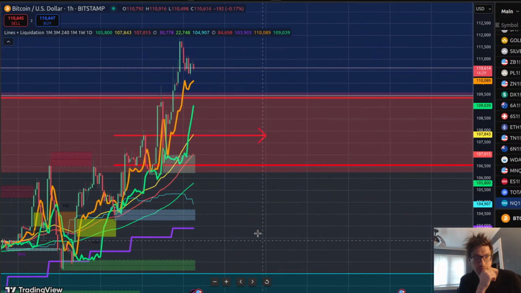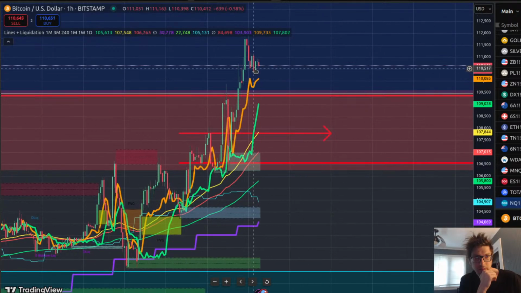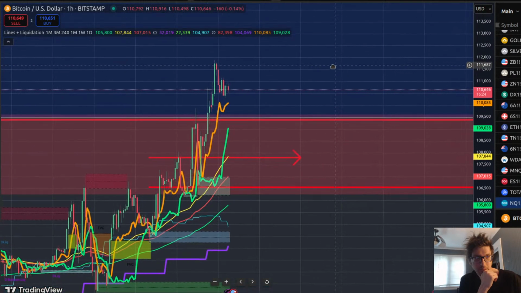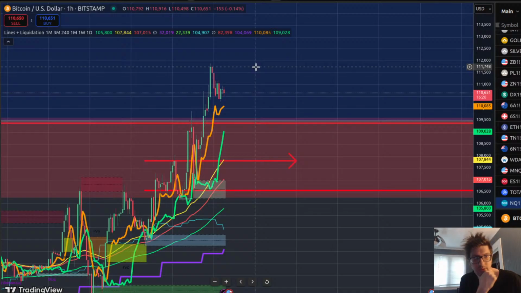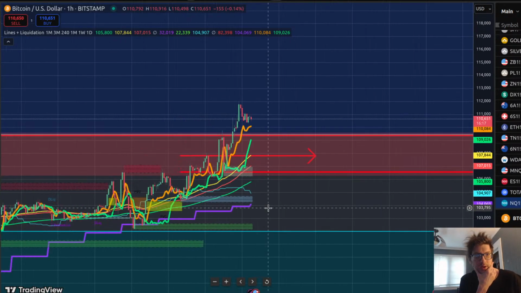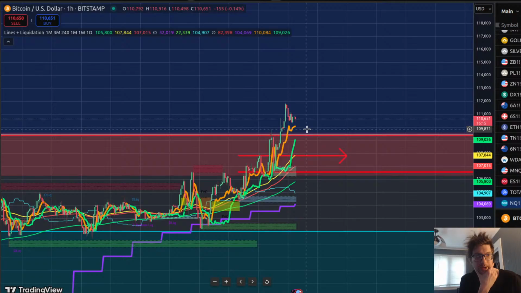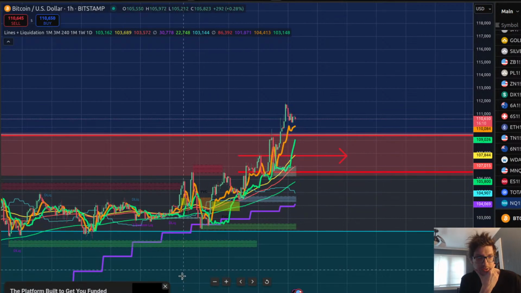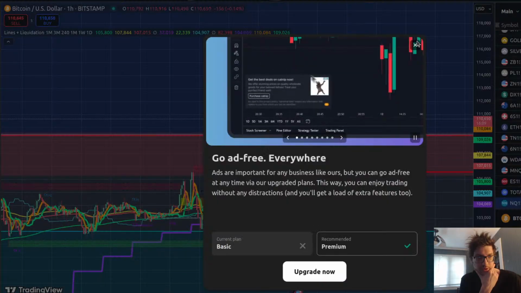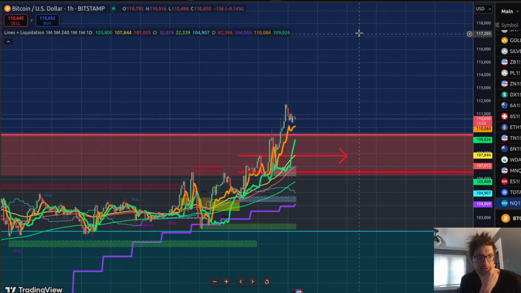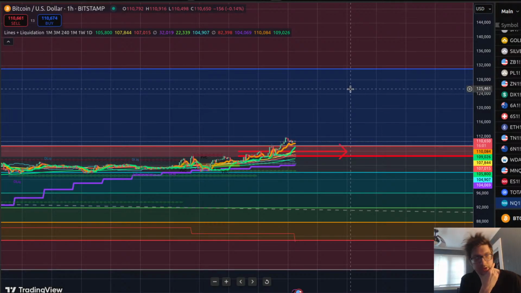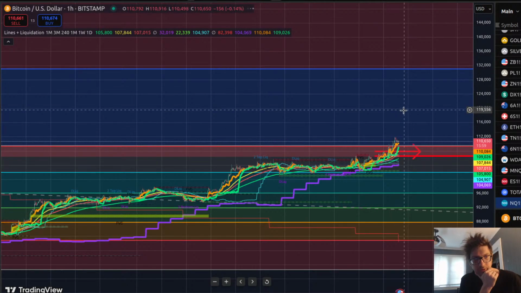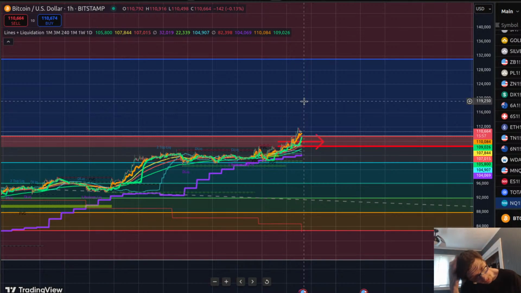So yeah, there's some chop here. We're above 110. We got to what? 111. Okay, cool. If we can come back and test this red line right here as support and go back above it, then we're gonna go to 130k, 131k. That's basically almost a guarantee at that point.